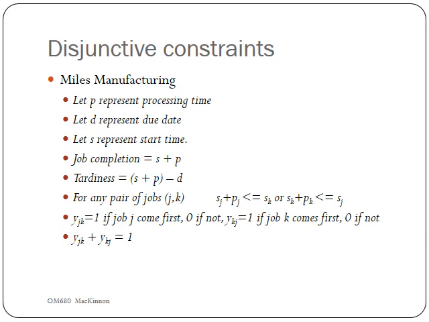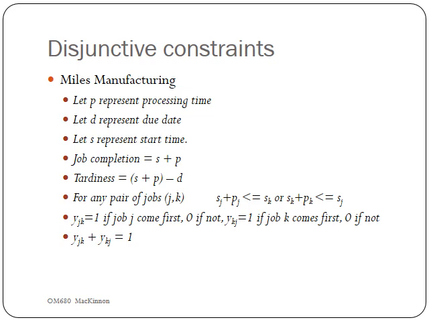So the job completion is the start time plus the processing time. The tardiness is the start time plus the processing time minus the due date. So for any pair of jobs, J and K, S of J plus P of J is less than or equal to S of K, all right? Or the other way around. In other words, for any pair of jobs, J will start before K or K will start before J. All right, that makes sense, right?